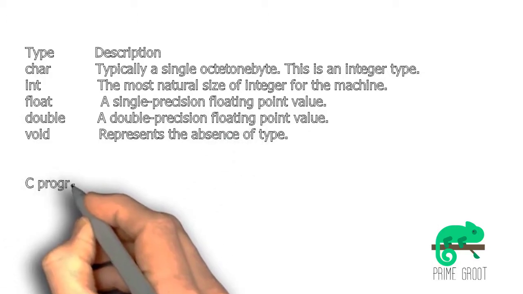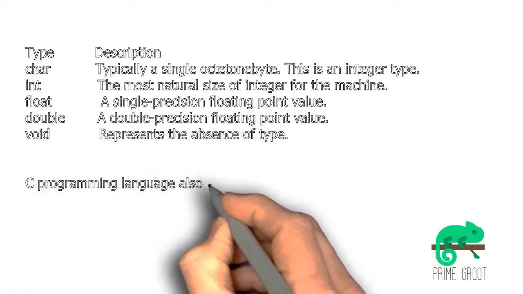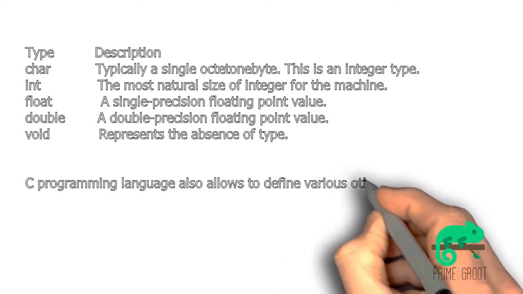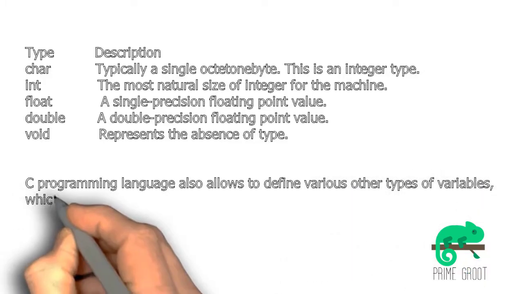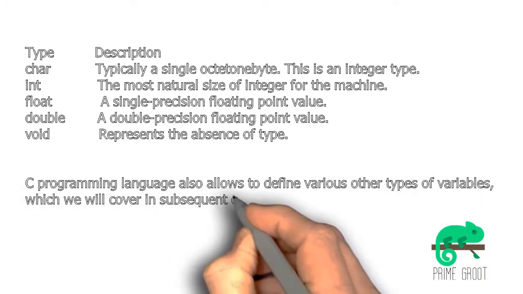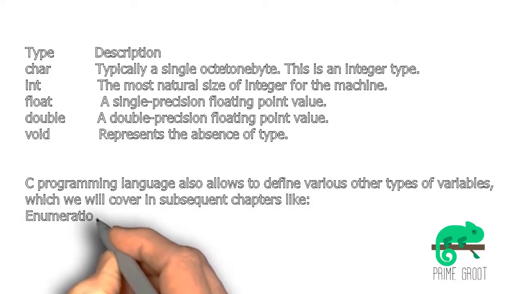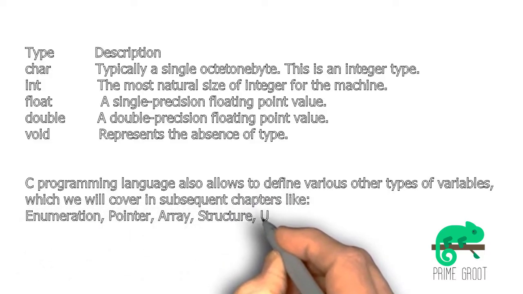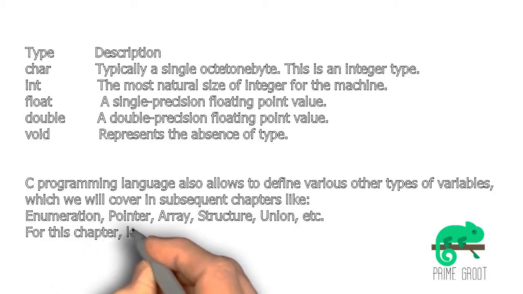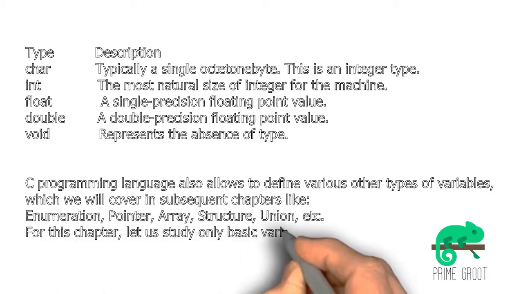The C programming language also allows defining various other types of variables, which we will cover in subsequent chapters, like enumeration, pointer, array, structure, union, etc. For this chapter, let us study only basic variable types.